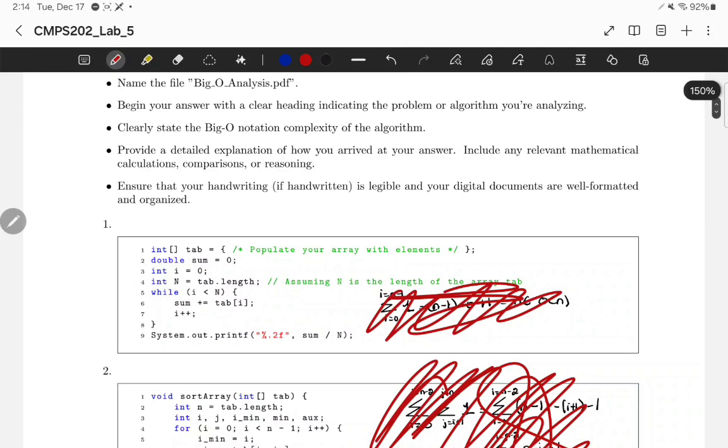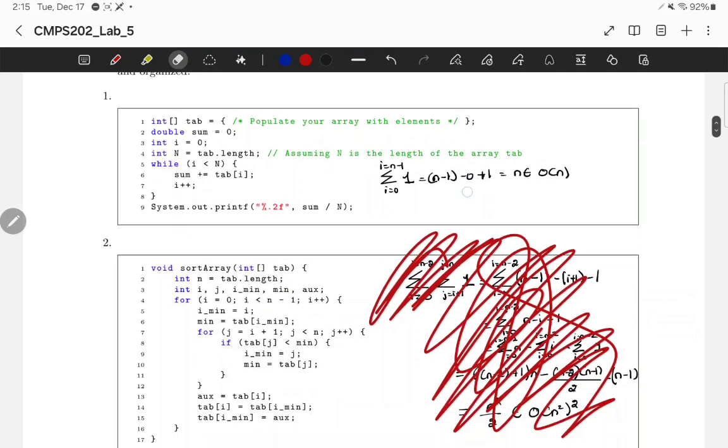Okay, so now we have double sum equal to 0, int i equal to 0, int n equal to tab dot length. So what are we doing? We're doing n times i++, so that's just basically O of n, right? So this one's easy. Let's go to the next one.